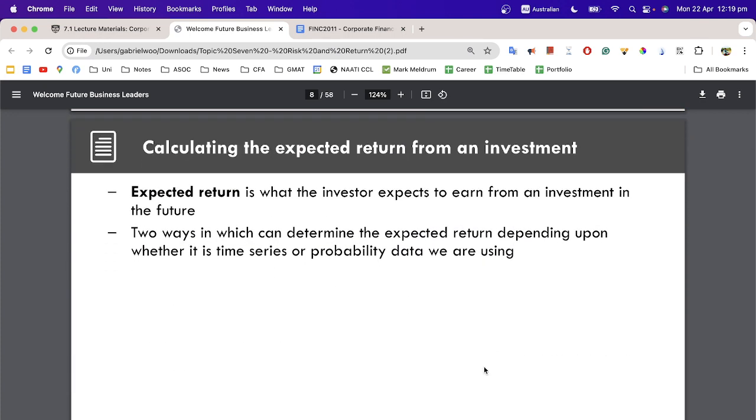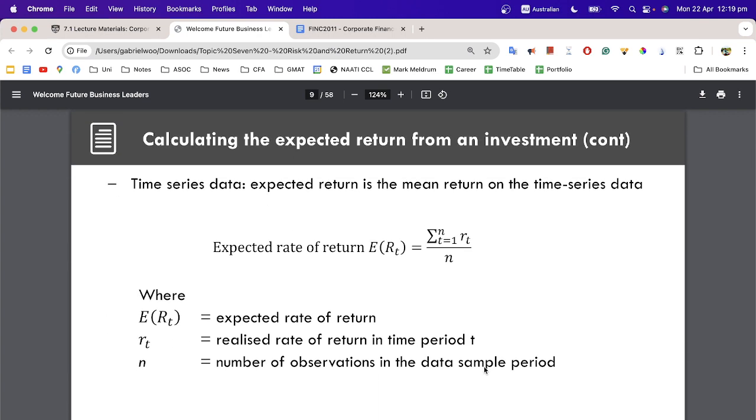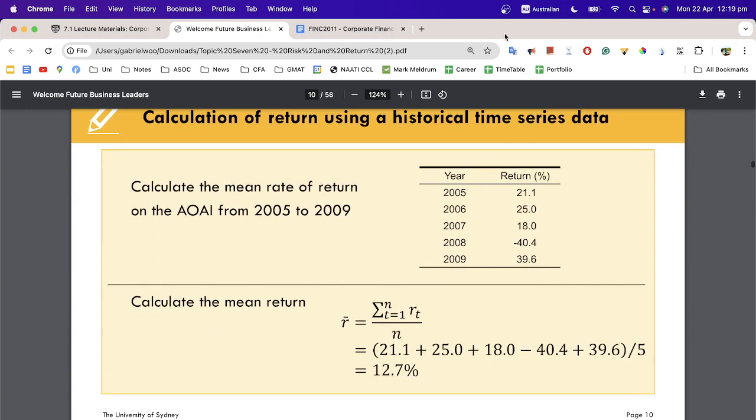Calculate the expected return on an investment. So the expected return is what investors expect to earn from an investment in the future. There are two ways that this could be determined. The first way is using historical results. So this is the example. From year 2005 to year 2009, these are the returns for each of the years. And then we calculate an average.